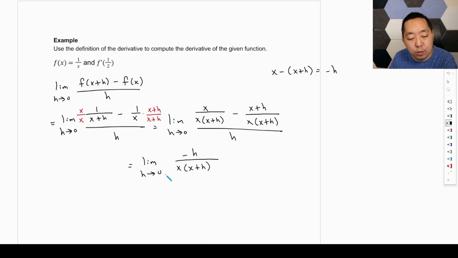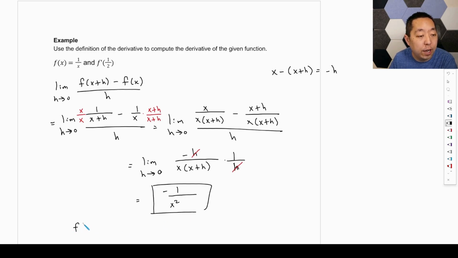And instead of dividing by h, you could say over h, but I could just make it multiplying by 1 over h, the reciprocal, right? Because dividing by a fraction is multiplying by the reciprocal. And then you see now the h's cancel. And now I can plug in 0, right? So it's going to be negative 1 over, for h I'm plugging in 0, over x squared. Like that. And therefore, f prime at 1/2 is going to be negative 1 over (1/2) squared.